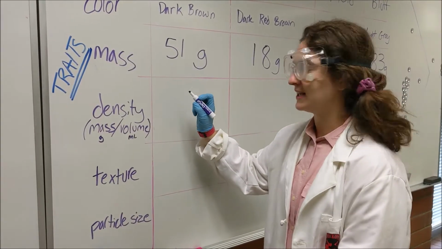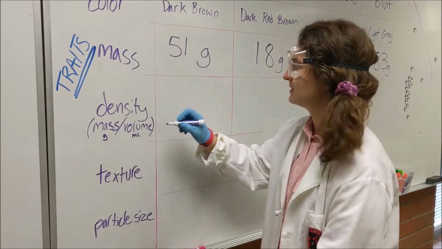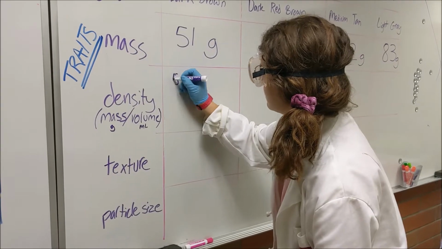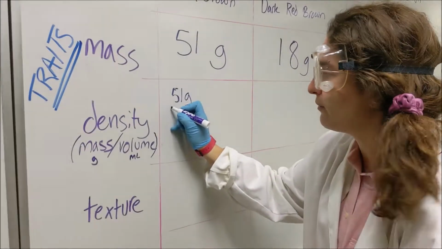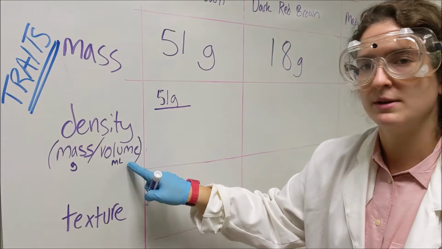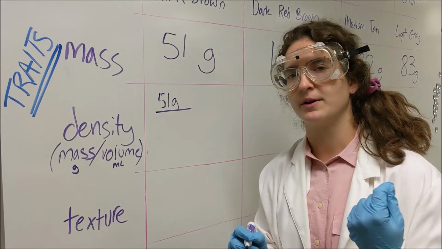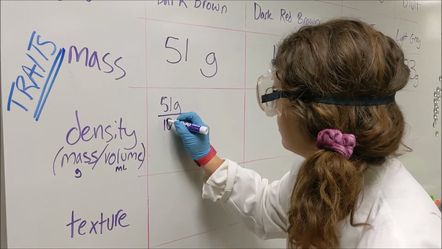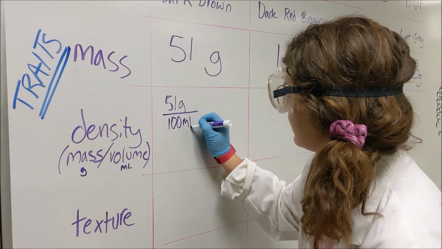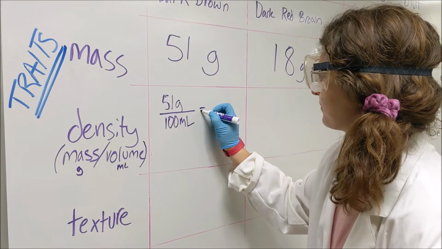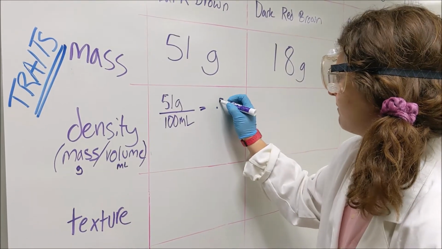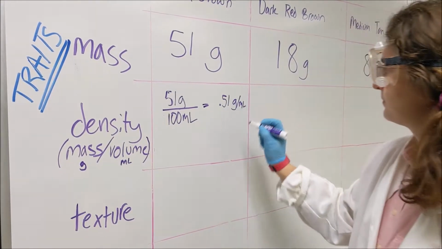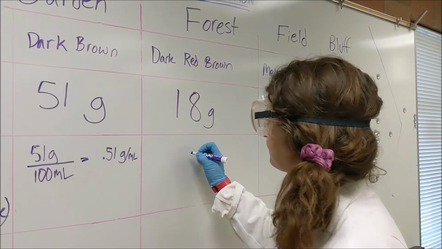So to calculate density, we first start out with the mass, which we get from this entry in our chart, 51 grams, over volume in milliliters. And we know the volume from earlier. We have 100 milliliters in each of our samples. Now we can simplify that to 0.51 grams over milliliters. So let's do that for the rest of them.